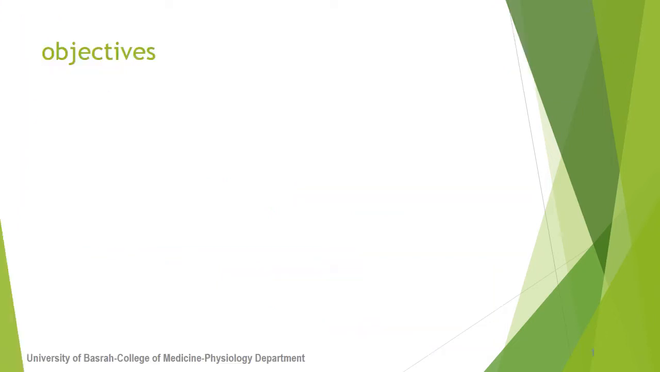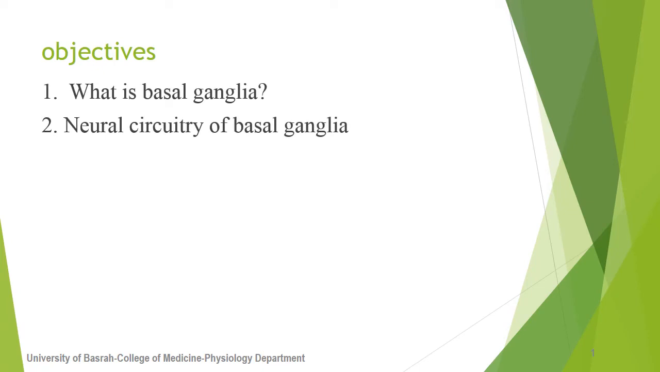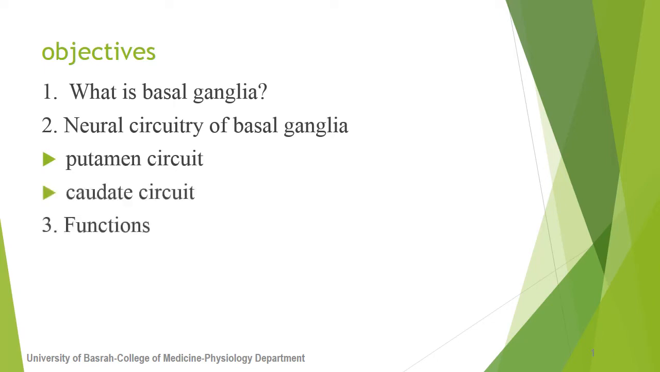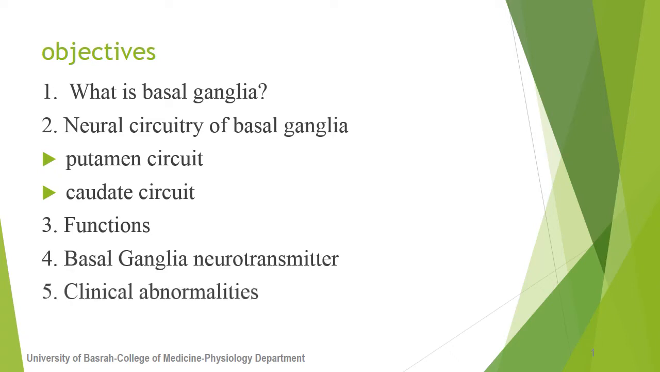Our objectives for this lecture: first of all, we have to know what the basal ganglia is, and what the neuronal circuitry of the basal ganglia is. Two major circuits we will talk about in detail, the putamen and the caudate circuits. Also, we will have a few points about the functions of the basal ganglia, what the neurotransmitters acting are, and I will give you a few clinical abnormalities related to basal ganglia lesions or diseases.